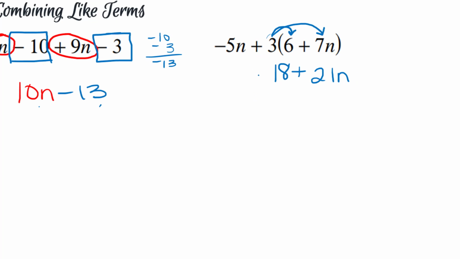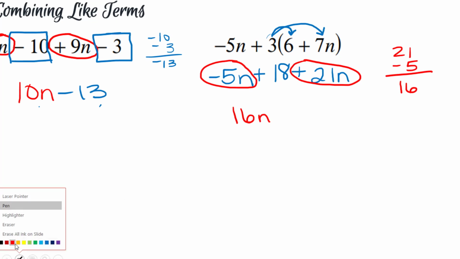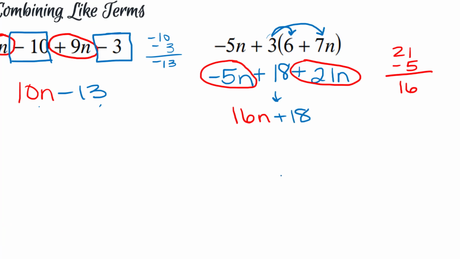Let's drop down everything below it. So I'm going to drop down my plus sign, my negative 5n, and now I'm in a good spot to combine like terms. I see I've got 2 terms that have n's in them. So I'm going to combine this negative 5n and this positive 21n together. So that's 21 minus 5 is 16. So I've got 16n, and the 18 is just kind of chilling all by itself. It's just going to drop down. So final answer there, 16n plus 18.